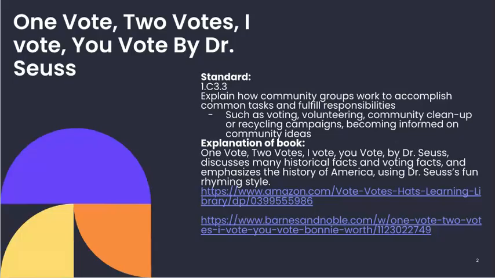The story that I chose to go along with the strand of social studies I chose was called One Vote, Two Vote, I Vote, You Vote by Dr. Seuss. And the standard that goes along with this is 1C33. And this standard essentially explains how community groups work to accomplish common tasks and fulfill responsibilities. So in this, these tasks include voting, volunteering, community cleanup, or recycling campaigns, and becoming informed on community ideas.